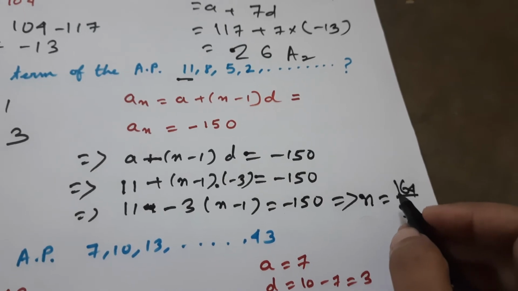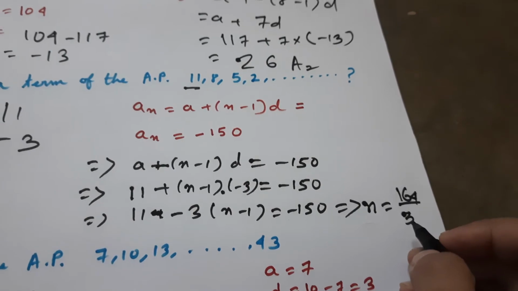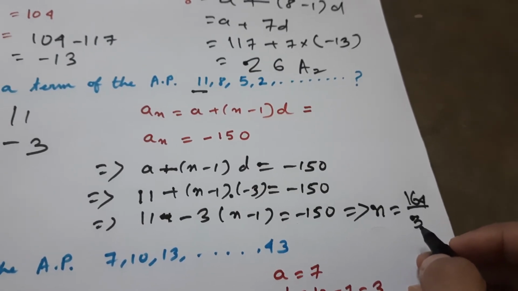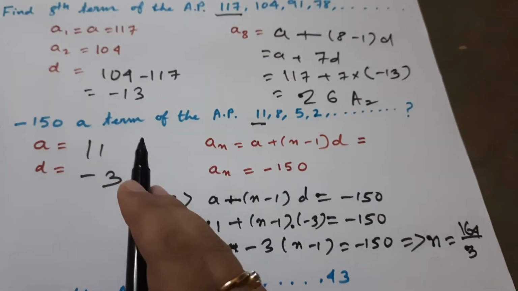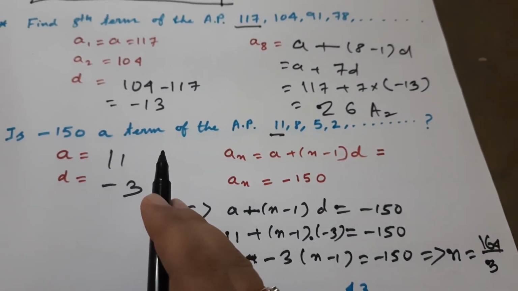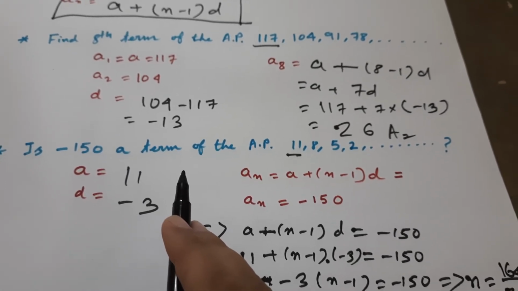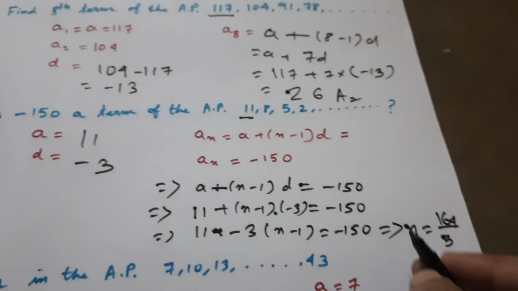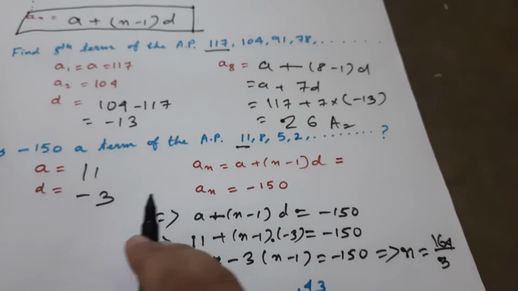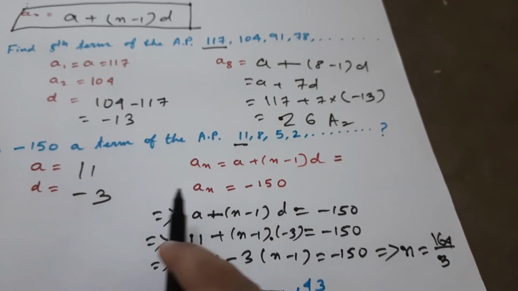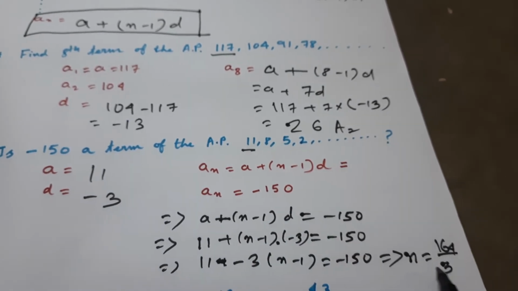Here n is not an integer, it is a fractional value. Minus 164 is not divisible by 3, and hence it is not an integer. We know that the term number of an AP is always an integer, because the first term is 1, second term is 2, third term is 3. But here we get n as a fraction, thus we conclude that our assumption is wrong. At first we supposed that the nth term of the AP is minus 150, but here n is a fraction.